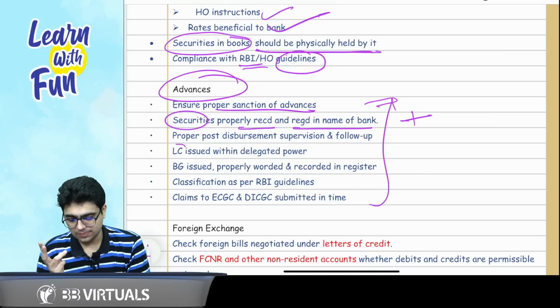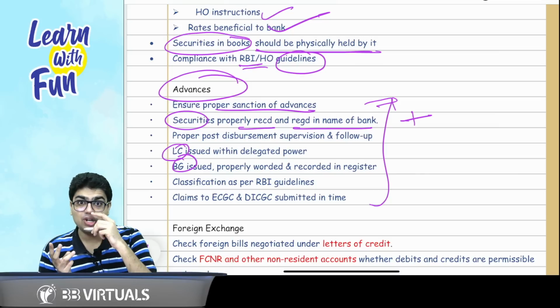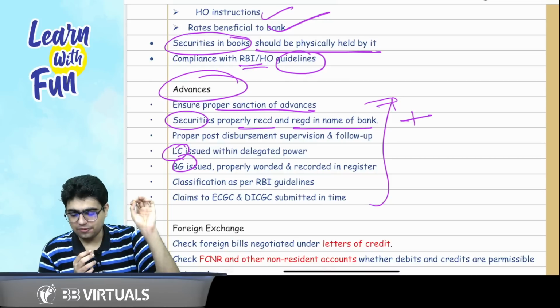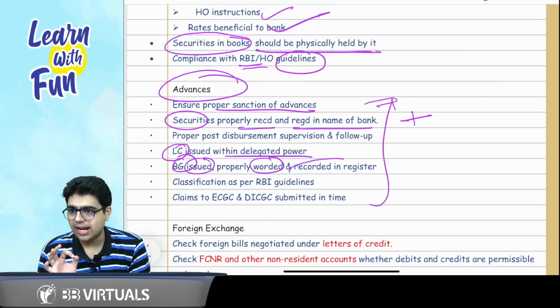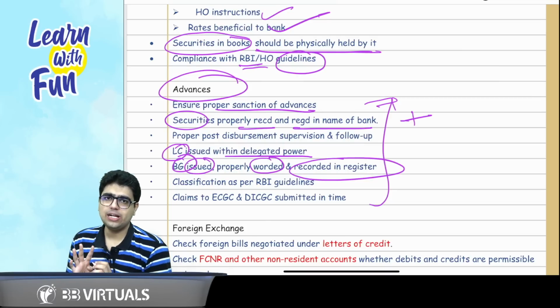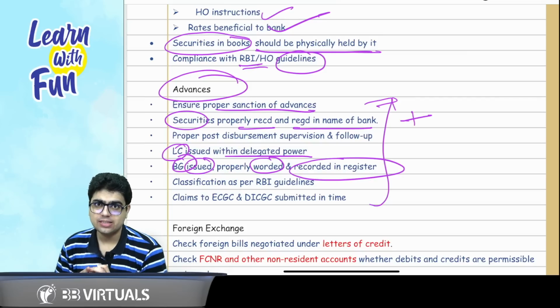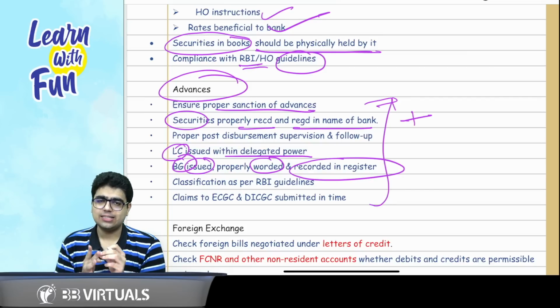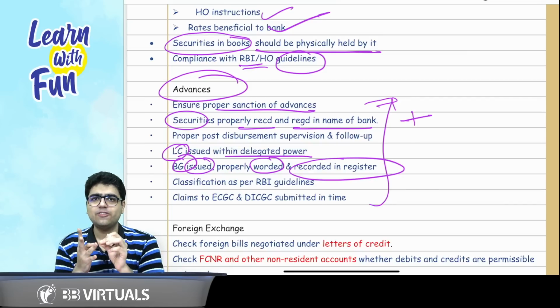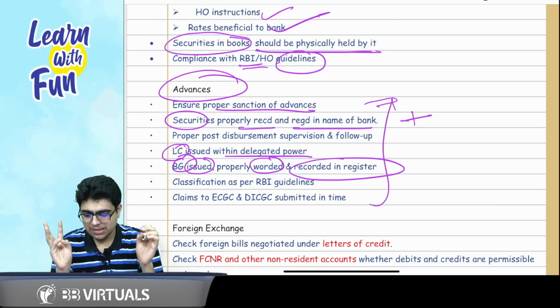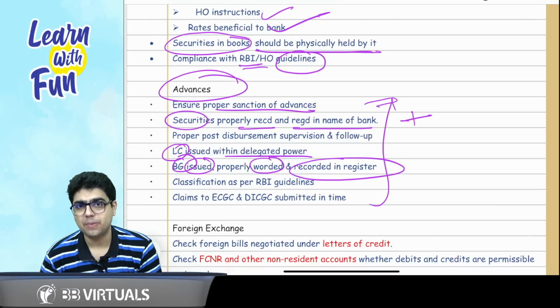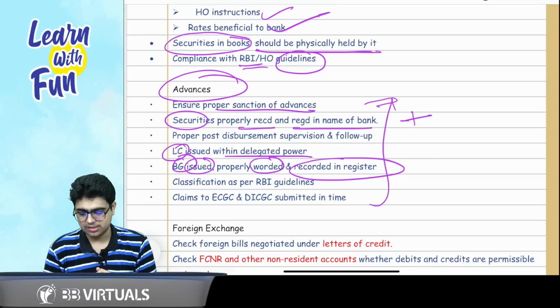Then comes the concept of LC and BG. What do you mean by LC and BG? Letters of credit which are issued by the bank should be within the delegated power. Bank guarantees should be issued, properly worded and recorded in the register. So the points were: proper sanctioning of advances; make sure the securities are received and registered in the name of the bank. Two points of LC-BG: LC, letter of credit, should be within the power of the bank. BG, bank guarantees, are issued properly worded and recorded in the register.